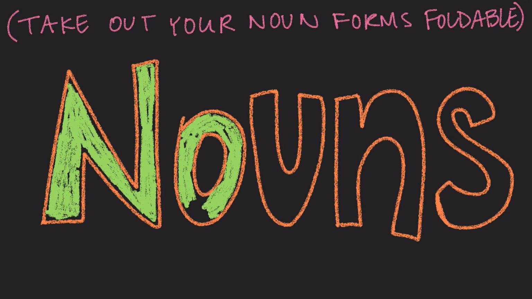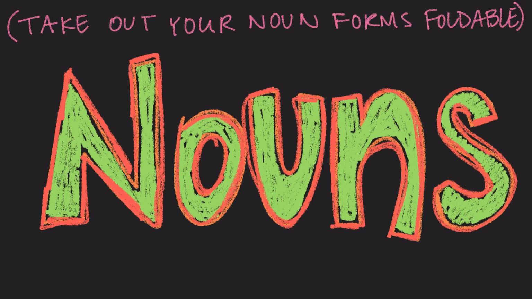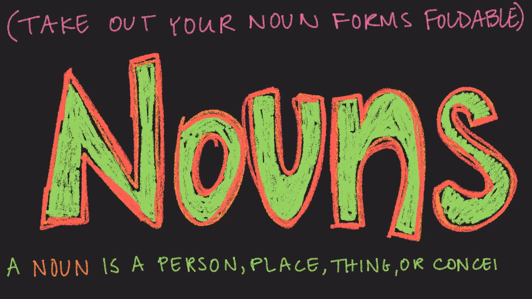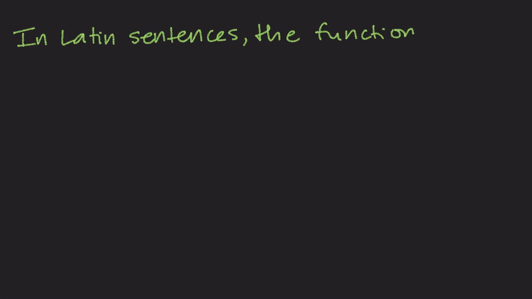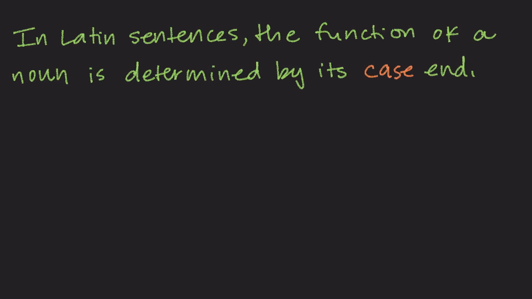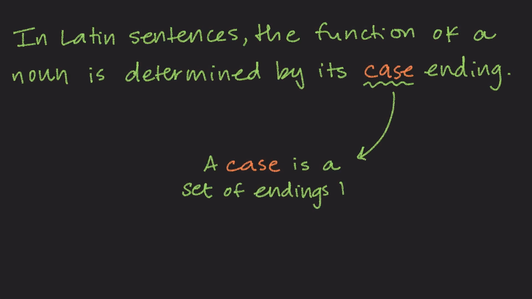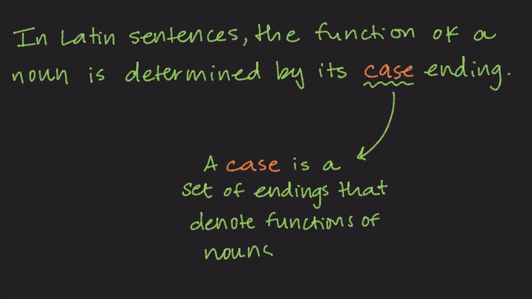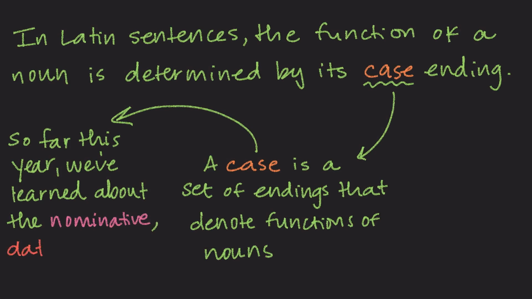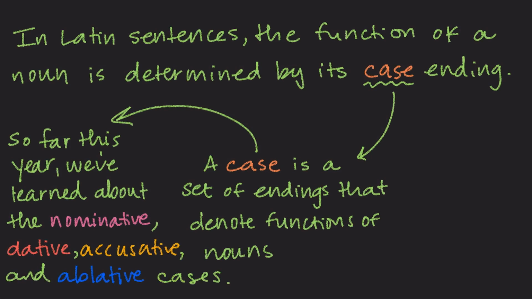So we are going to first talk about nouns. A noun is a person, place, thing, or concept. So in Latin, the function of a noun is determined by its case ending. Okay? A case is a set of endings that denotes the function of nouns. So far this year, we have learned about the nominative, dative, accusative, and ablative cases.